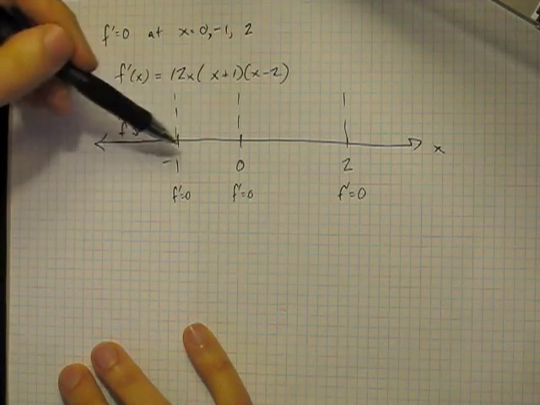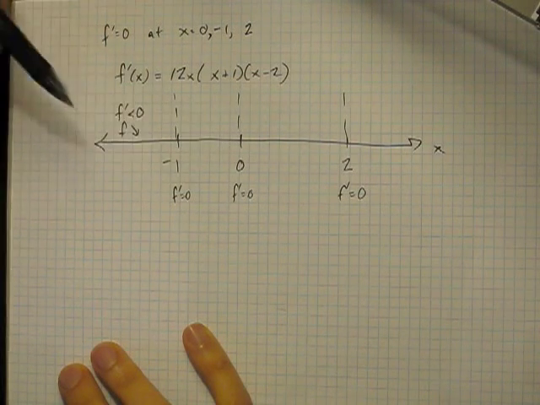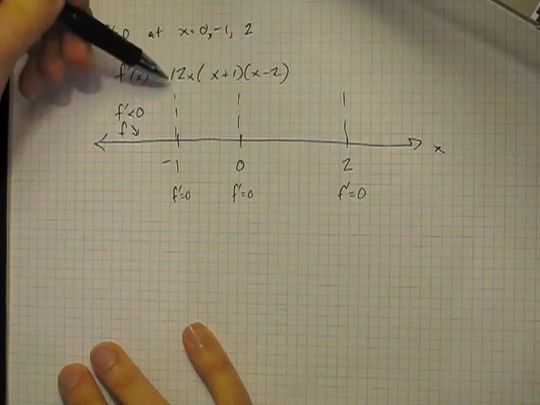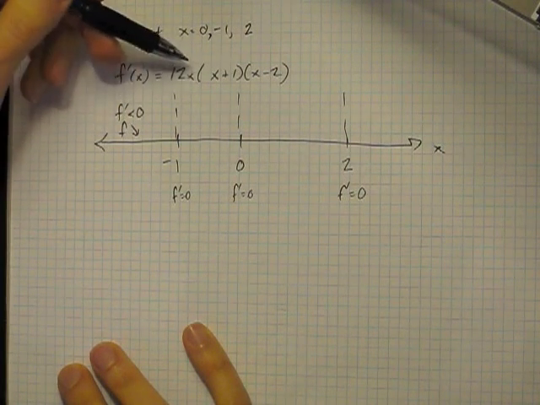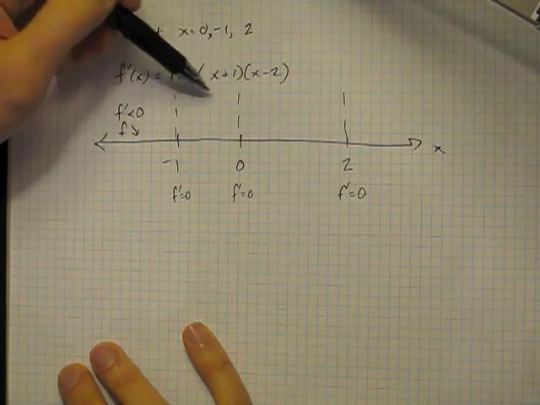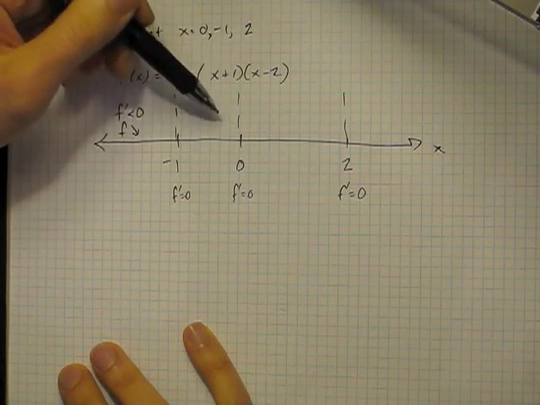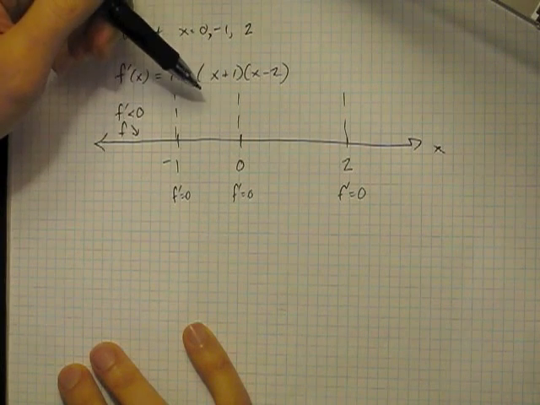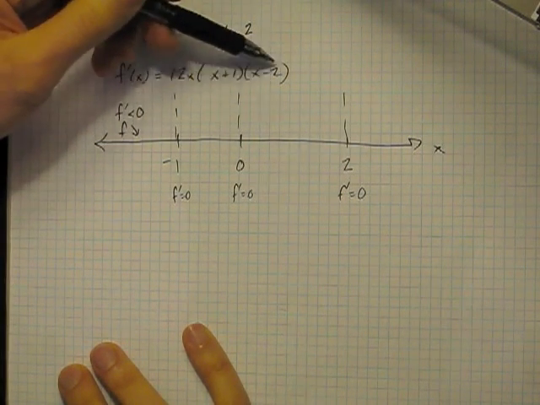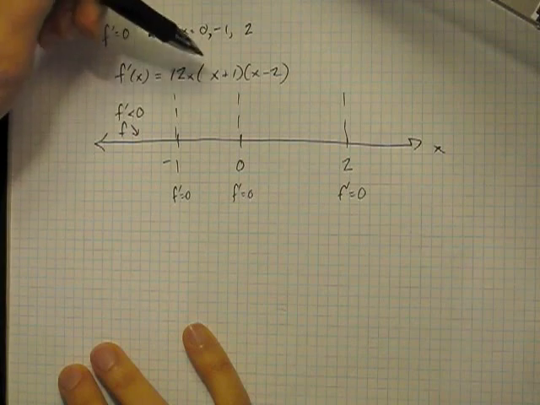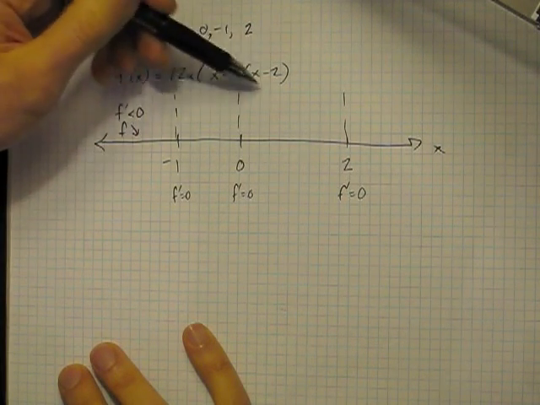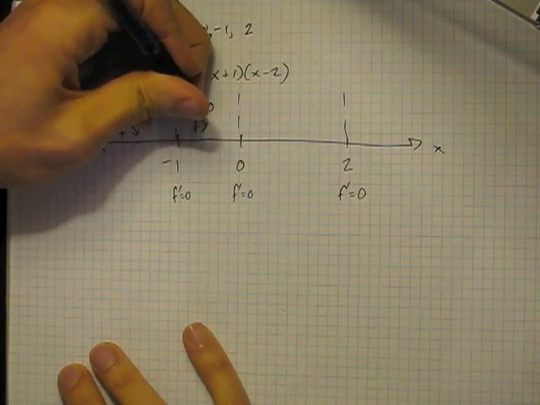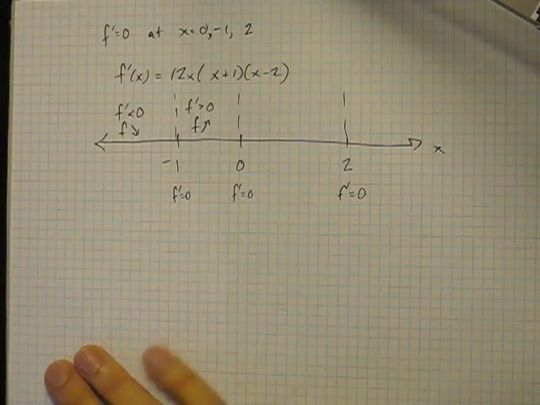Okay, now what about a number in between -1 and 0? Well, that will make this piece of the product positive because it's a number between -1 and 0, so that will be positive when you add it to 1. And then this here will be negative, so we'll have a negative times a positive times a negative, so that will be positive. That means that f is increasing on this interval right here.